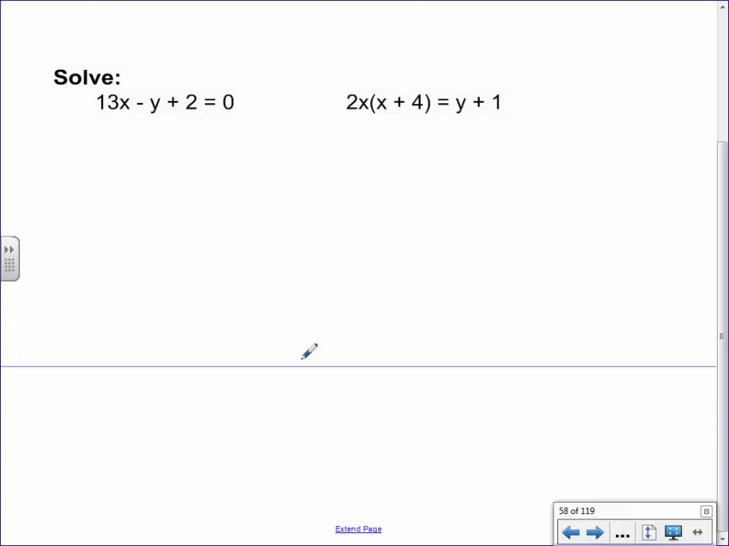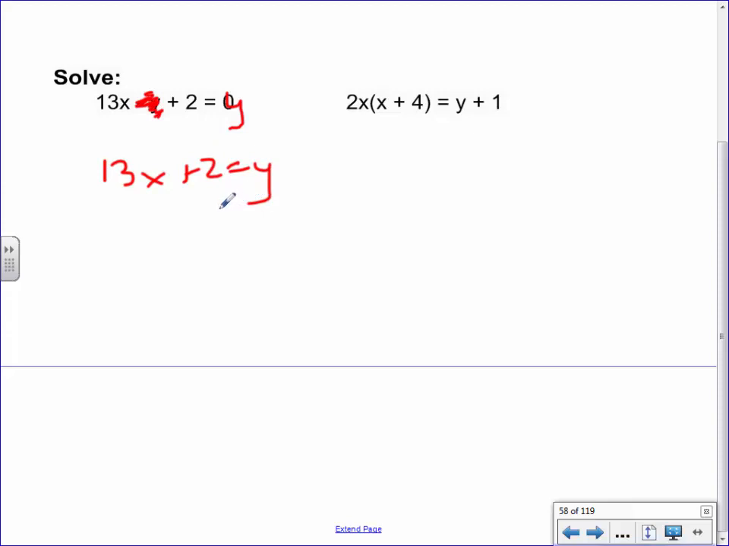That's part of what math is trying to teach you: pick an optimum way. I would suggest substitution right now is not bad, because it's really easy to get one of the letters by itself. All I have to do is take this y right here and add it over to that side. One step, and I now have y all by itself. And that's a great way to start substitution. So now my new equation is 13x plus 2 equals y.